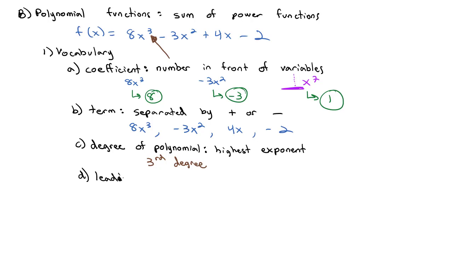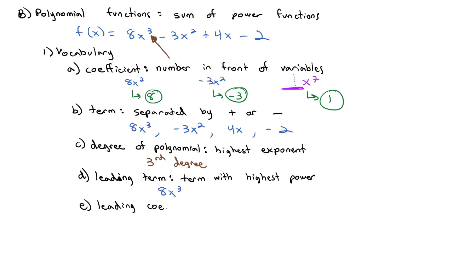The leading term is the term with the highest power. So we already said cubed was the degree, so that term is 8x cubed. That's the leading term. And often with that leading term, we're really interested in that leading coefficient. The leading coefficient is the coefficient of the leading term. And so if 8x cubed is the leading term, 8 is the leading coefficient. Told you today was heavy in vocabulary, so we make sure we know what we're talking about when we work with these polynomials.